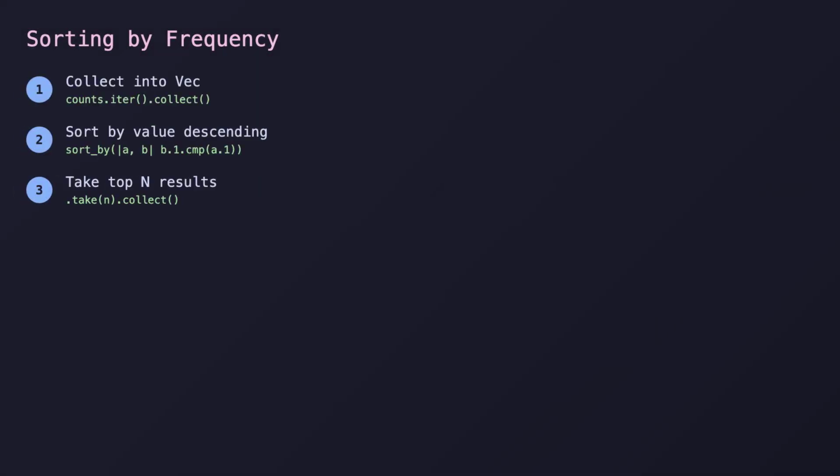To find the most common words, we need to sort by frequency. We'll collect the HashMap into a vector, then sort descending. Finally, we take only the top n results.